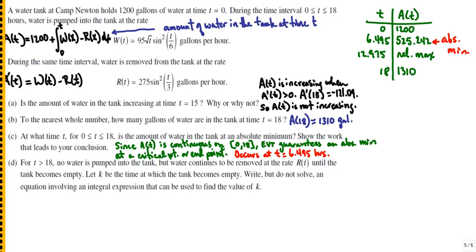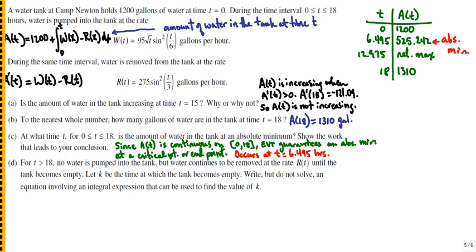Okay, on to part D. For time greater than 18, no water is pumped into the tank, but water continues to be removed at the rate of R of t until the tank becomes empty. Let k be the time at which the tank becomes empty, and write but do not solve an equation involving an integral expression that can be used to find the value of k.